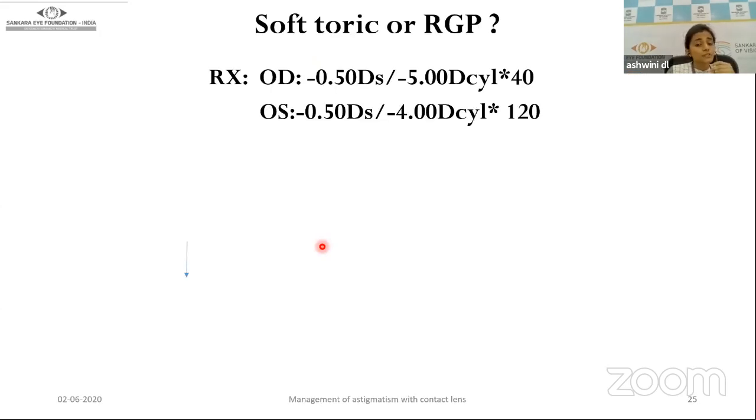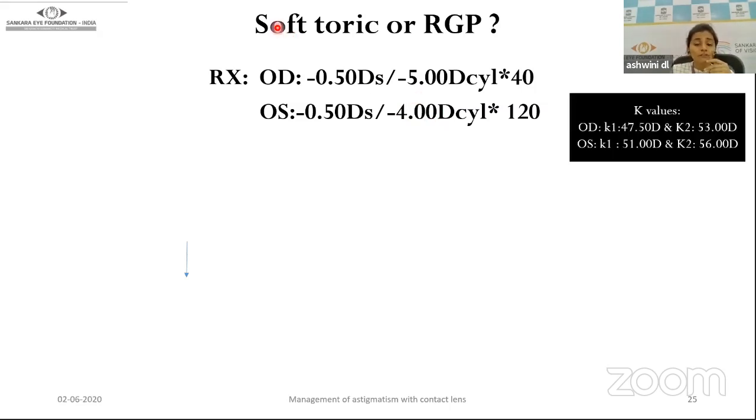And also sometimes there will be confusion. The case we saw before was about the soft toric contact lens, but now there is a prescription, like one we saw in our clinic, where a patient had a prescription of minus 0.50 diopter spherical with minus 5 diopter cylinder, axis 40 degrees, and the left side was minus 0.50 diopter spherical with minus 4 diopter cylinder, axis 120 degrees. In this condition, we had a little confusion on whether to go with the soft toric or the RGP.